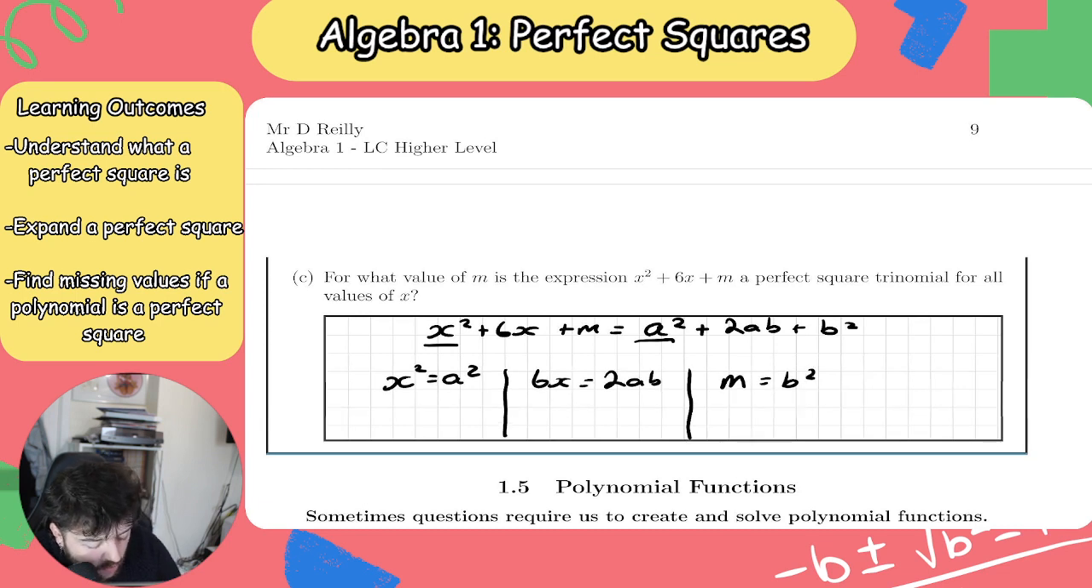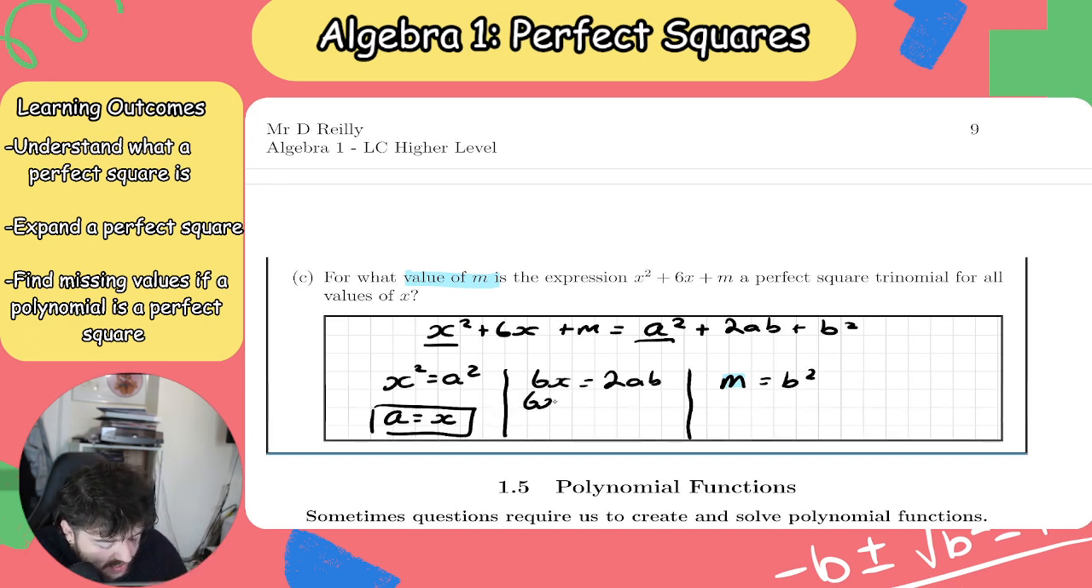So again, reading the question, it is asking me to find the value of m. But if I see here, it's tied to this b squared, but I don't know what b is, so I need to go find what b is. So let's go here. So I have a is going to be equal to x. Gorgeous. Right? Because x squared is equal to a squared, square root both sides.